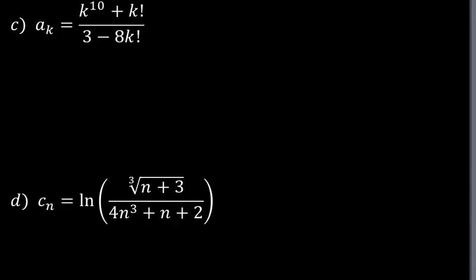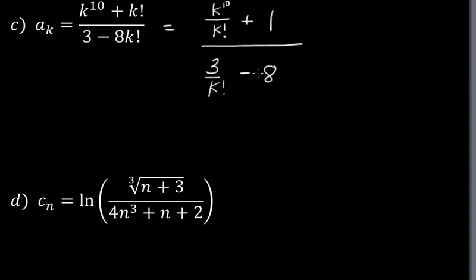Here we have a sum on the top and a sum on the bottom. So I think we should take the most powerful thing. Certainly k factorial beats any power of k. So let's divide by the most powerful term on the top and on the bottom. So we have k to the 10th over k factorial plus 1, k factorial over k factorial. And the bottom becomes 3 over k factorial minus 8 k factorial over k factorial.